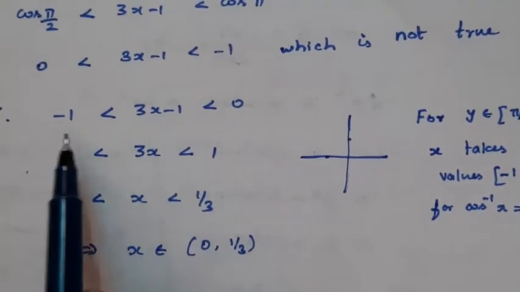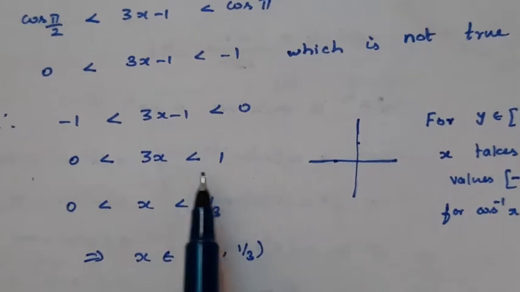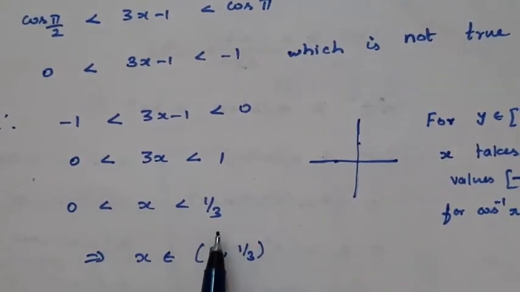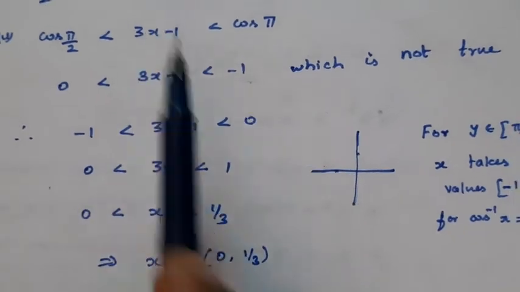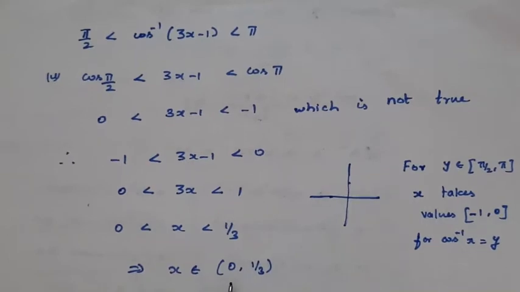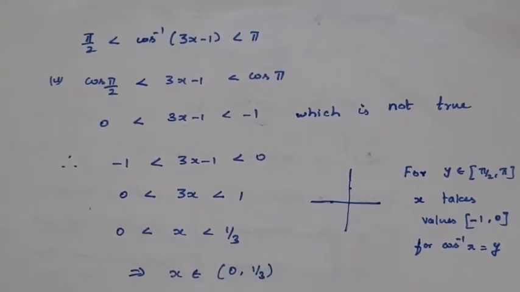Therefore, adding 1 throughout, it would be 0 less than 3x less than 1. And then dividing by 3, we have 0 less than x less than 1 by 3. So in order to get this condition, x should lie between 0 and 1 by 3. That is, x belongs to the open interval (0, 1 by 3).